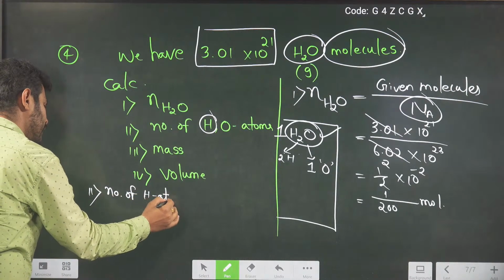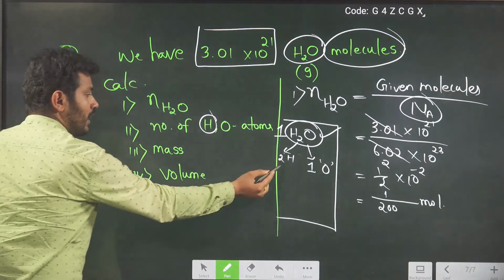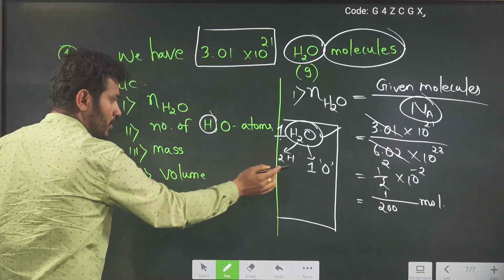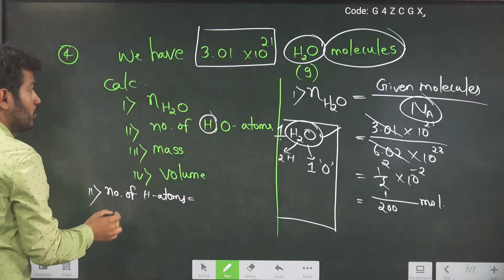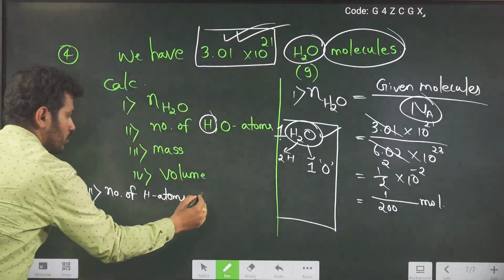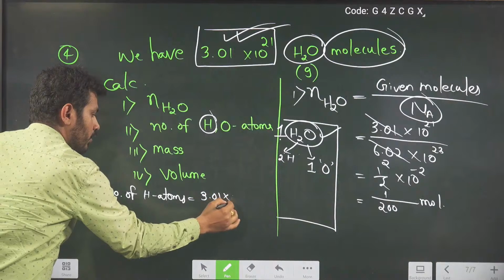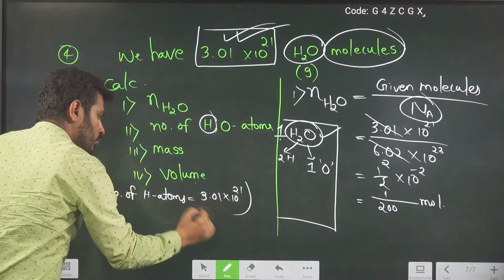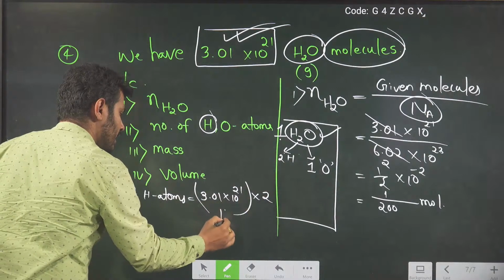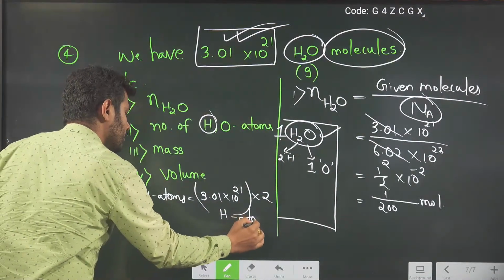Number of hydrogen atoms is just double the number of molecules of water. Whatever water molecules you have, multiply with 2, you will get hydrogen. So how many H2O molecules do we have? These many H2O molecules are there in the question: 3.01 into 10 to the power of 21. Each H2O contains 2 hydrogen atoms. So these many hydrogen atoms are there with us.